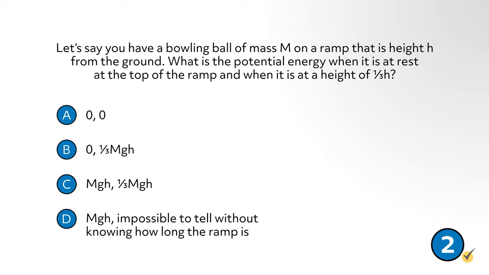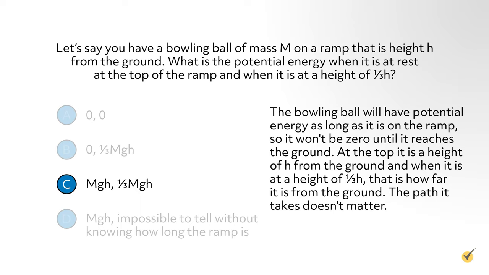The correct answer is C. The bowling ball will have potential energy as long as it is on the ramp, so it won't be zero until it reaches the ground. At the top, it is a height of h from the ground, and when it is at a height of 1/3 h, that is how far it is from the ground. The path it takes doesn't matter.